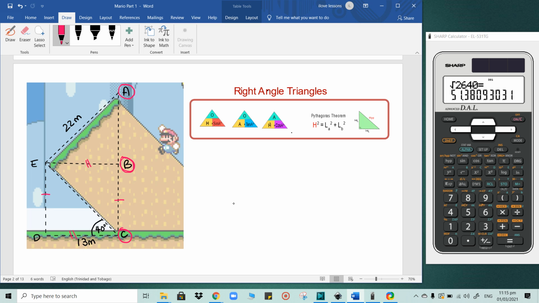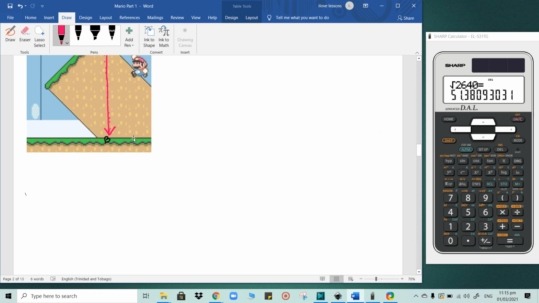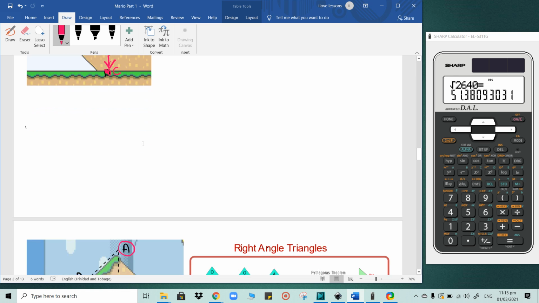So, when we get both distances, distance 1 and distance 2, we will add them to get the total distance from A to C. Right now, I know I made a mistake up here. I said B, but it's really supposed to be C. It's not a big mistake. The distance from A to C.